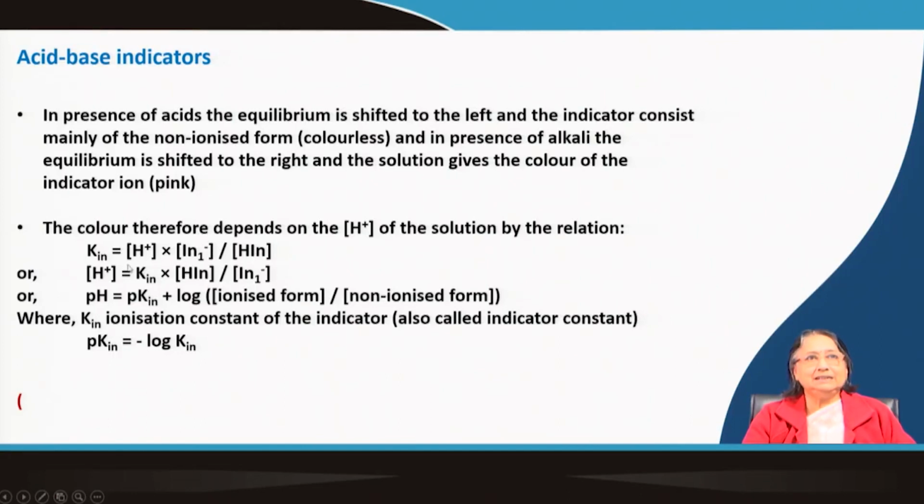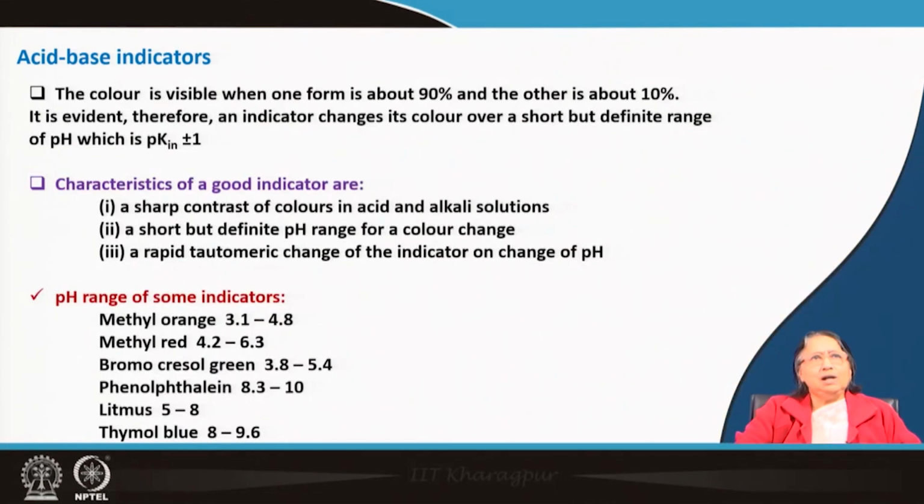Now, if you rearrange and take the minus log, then you will get pH equals pK indicator plus log of ionized form by non ionized form. You will find the similarity with the acetic acid buffer solution, where K indicator is the ionization constant of the indicator, also called indicator constant, and pK indicator is nothing but minus log of K indicator.